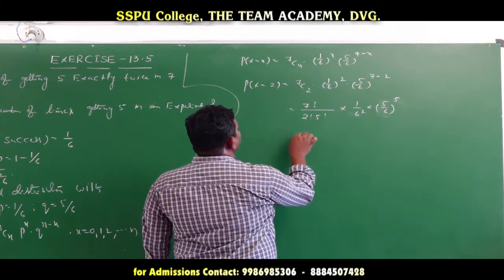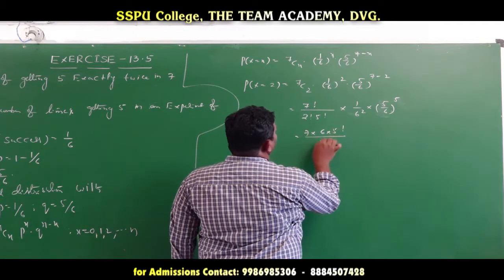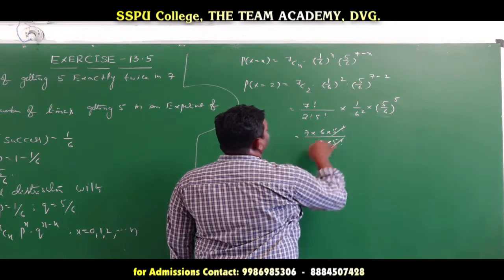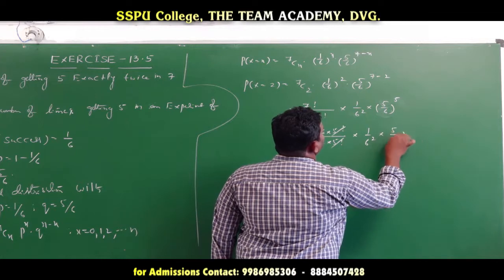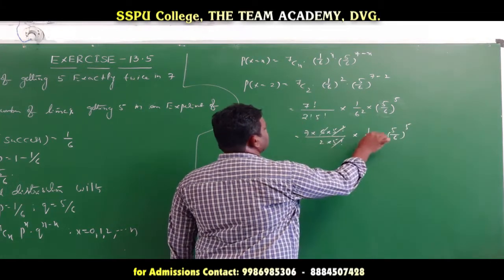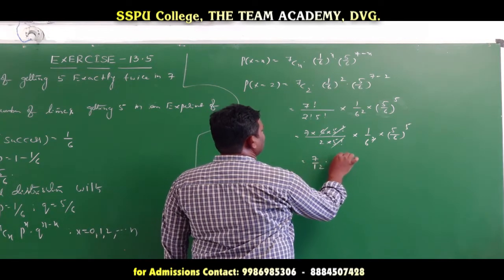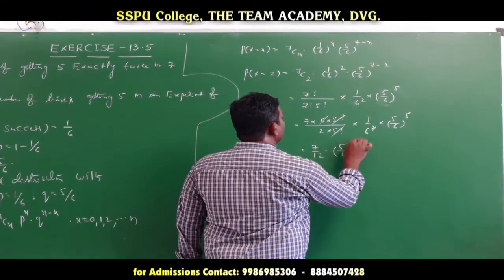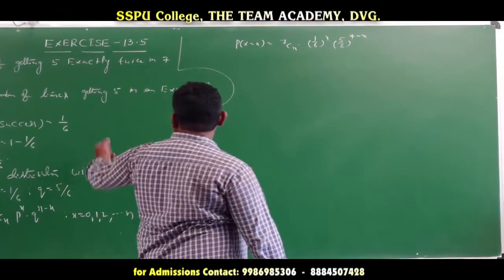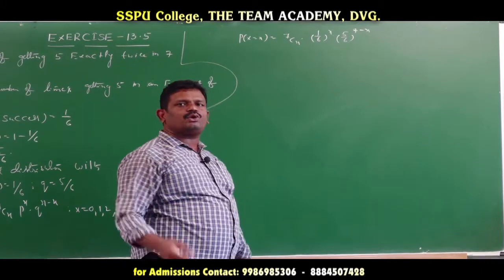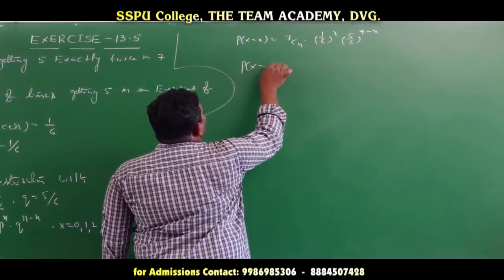That is equal to 7 into 6 into 5 factorial by 2 into 5 factorial, into 1 by 6 square, into 5 by 6 whole power 5. Here the 6 square cancels. Then we get 7 by 12 into 5 by 6 whole power 5. So that is the required probability, the probability of x equal to 2, exactly twice.